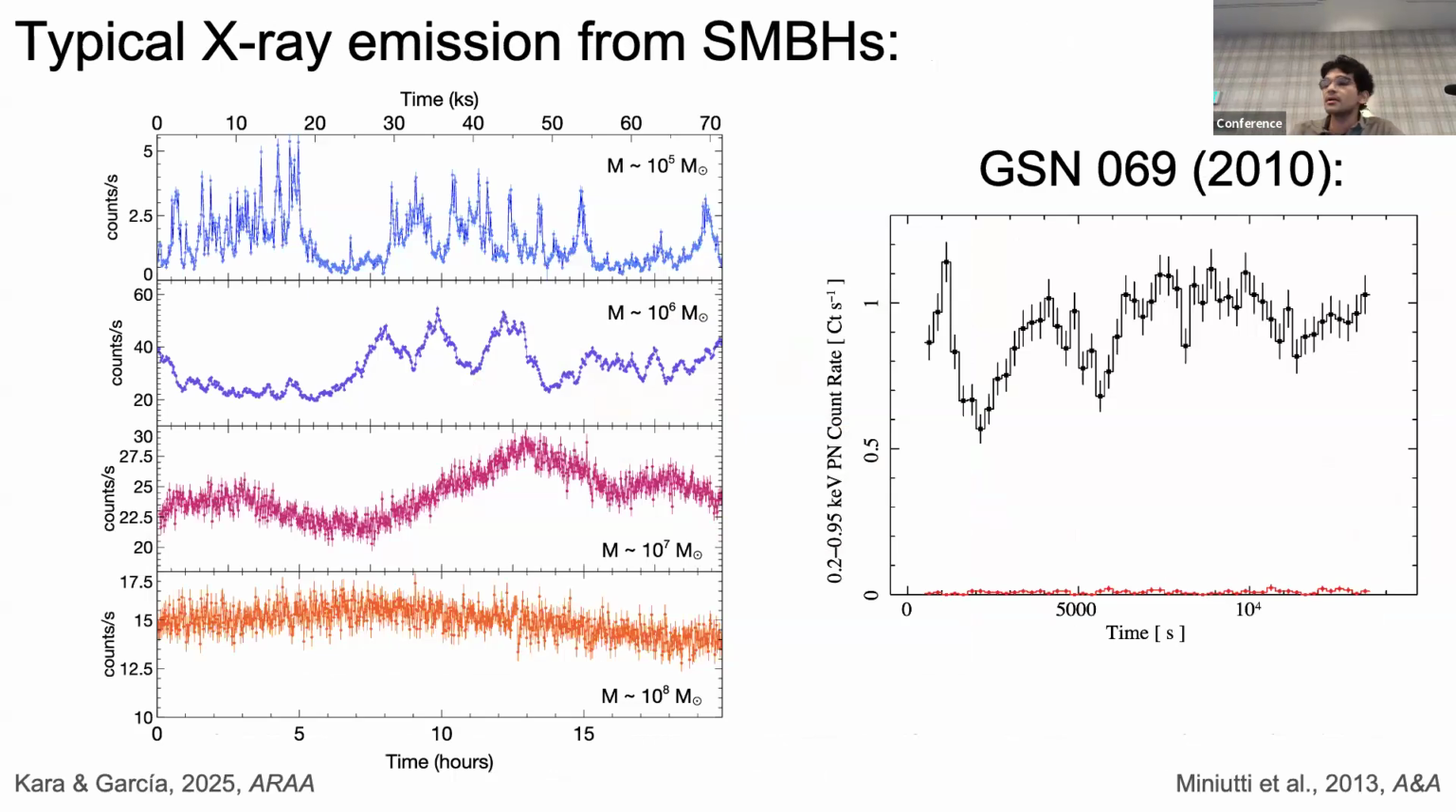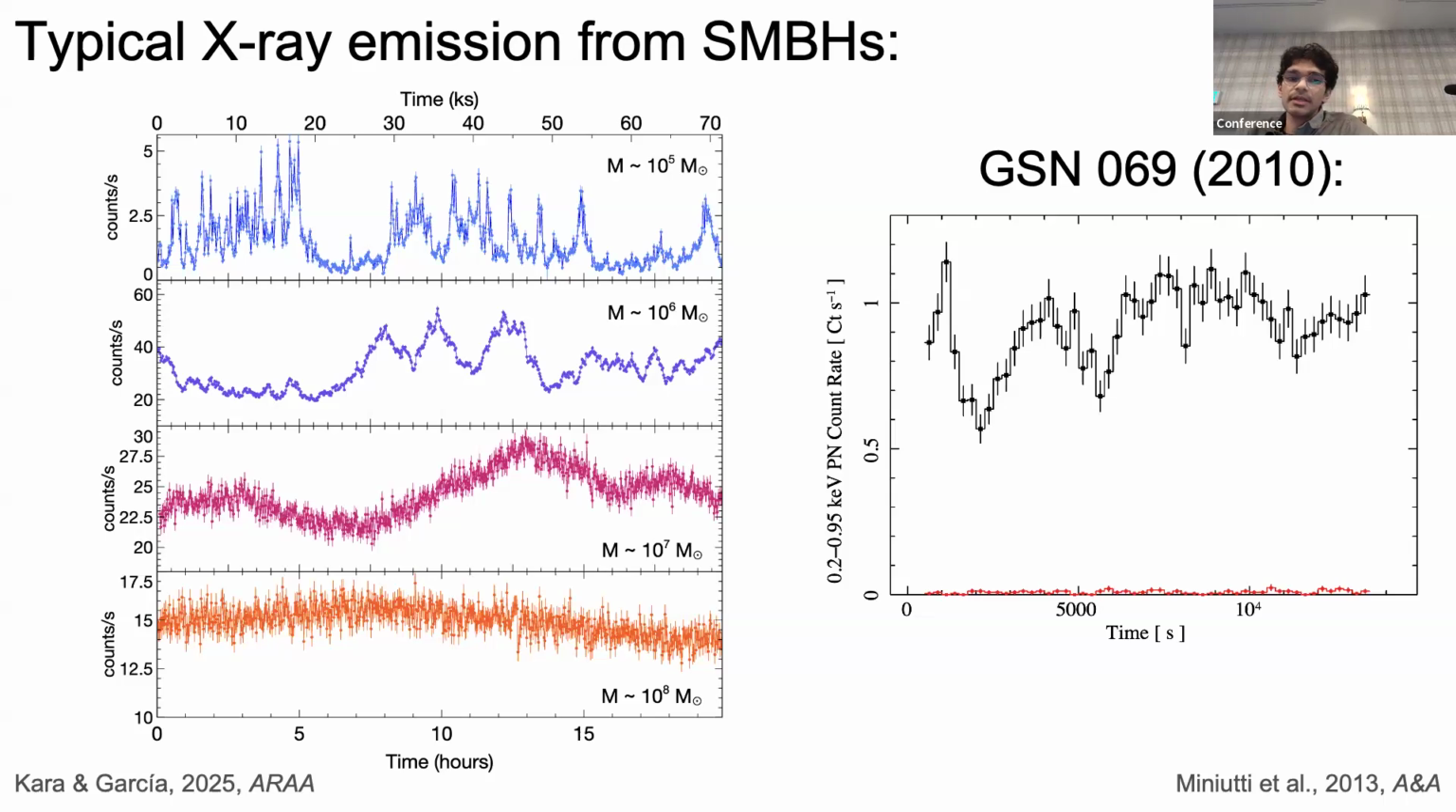I like to start QPE talks by showing off an anthology of what we usually see when we study X-ray variability from accreting massive black holes. The key takeaways from these light curves are that supermassive black hole variability in X-rays tends to be stochastic and pretty much disordered, with characteristic amplitudes of 10 to 30% and characteristic timescales of kiloseconds.